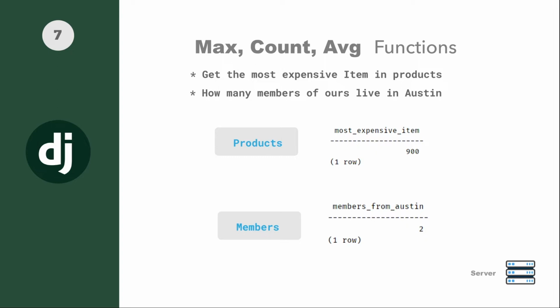And as a requirement, we need to get the most expensive item in terms of products. We also need to find how many members of ours live in Austin. So we're expecting the result to be 900 as the most expensive product, and we need the result to be 2 members in table members that live in Austin.